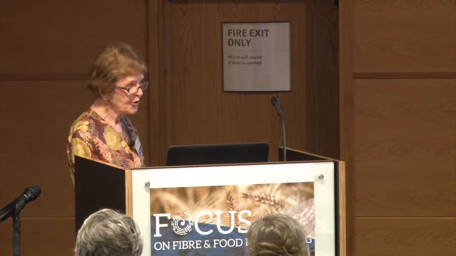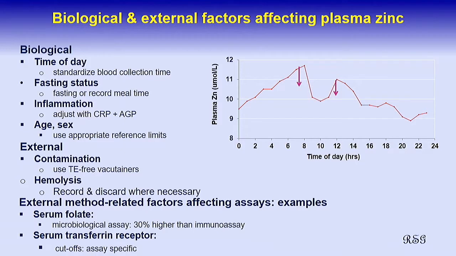In terms of serum transferrin receptor, which is used as a biomarker of tissue iron status, we know that the cutoffs that we apply depend on the kit that's been used. So again, we have to be very cautious when we're comparing prevalence estimates of iron deficiency across studies.